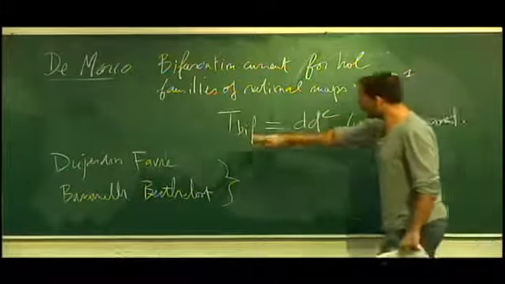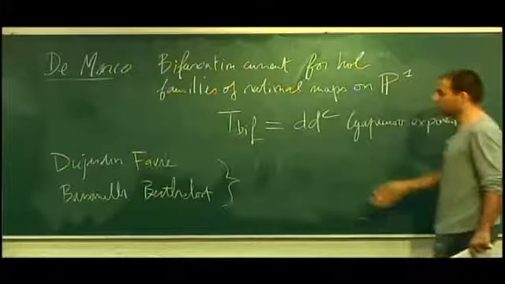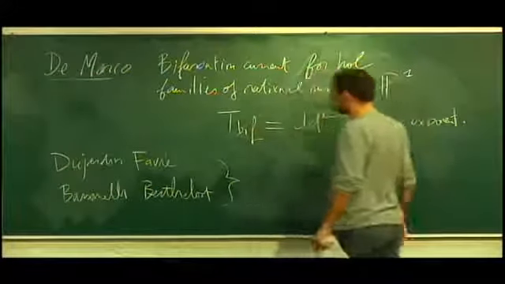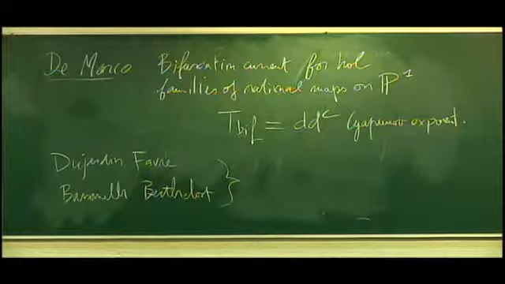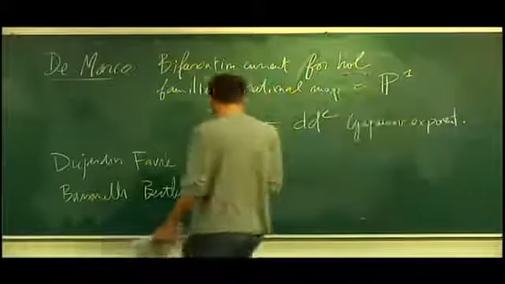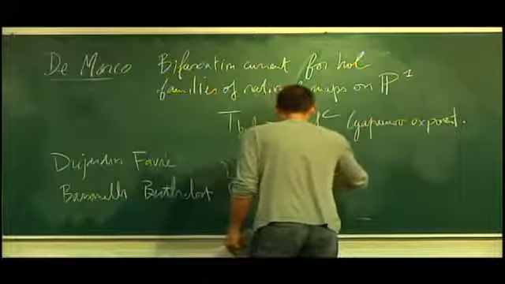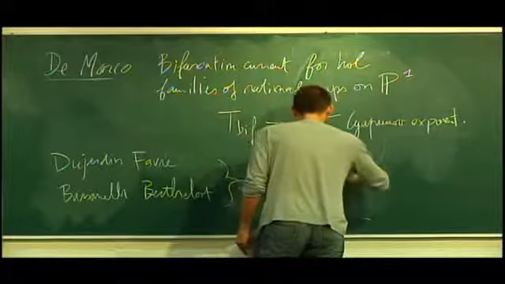So Marco defined this current, and she also proved the support theorem. She proved that the support of that bifurcation current is exactly the set of points where the dynamics bifurcate. And then came the equidistribution theorem.